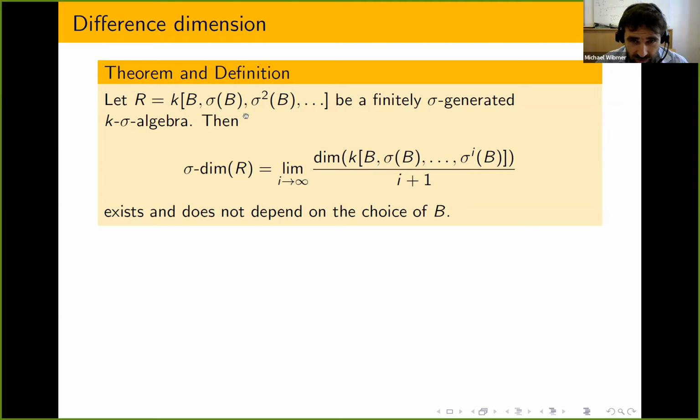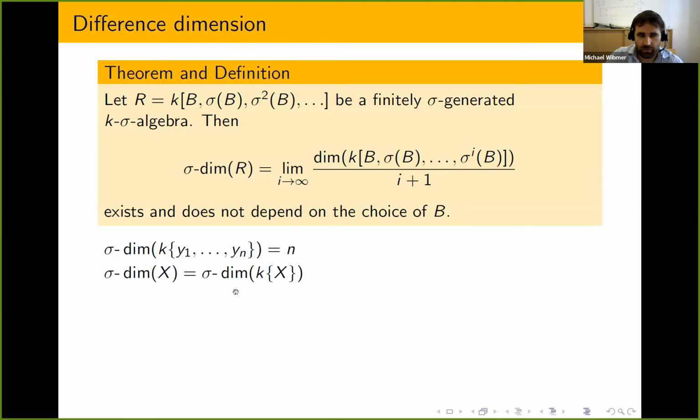So that's the definition of it, some kind of dynamical version of dimension. For example, as one may expect, the difference dimension of the difference polynomial ring in n variables is exactly n. You just need to choose a good B. Of course, for B, choose the variables themselves. Then for I equals one, you get 2n variables, and then you divide by two, so you get n. So the sequence for B being the set of variables would just be the constant sequence n, and so of course also the limit is n.